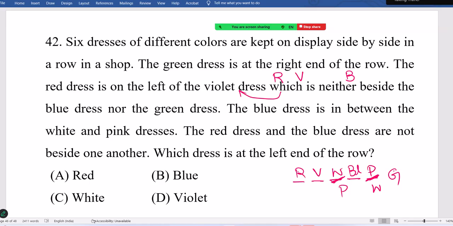The red dress and the blue dress are not beside. Yes, they are not beside one another. Which is the left end of the row is nothing but red only. Red dress is on the left of violet. Violet is not beside the blue or green. It's not neighbor of blue, not neighbor of green.